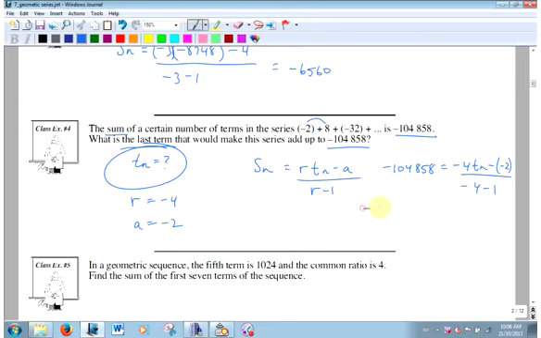So let's simplify this. That's negative 104,858 equals negative 4 Tn. Can't do anything with that. Negative 2 is plus 2, over negative 4 minus 1 is minus 5. Okay? Now some algebra. I've got to solve this for t to the n. I've got to get rid of negative 4. I've got to get rid of plus 2. I've got to get rid of negative 5. What do I want to do first?